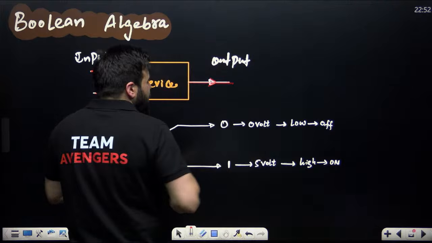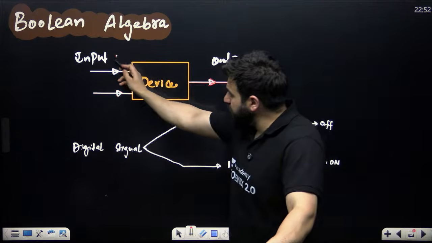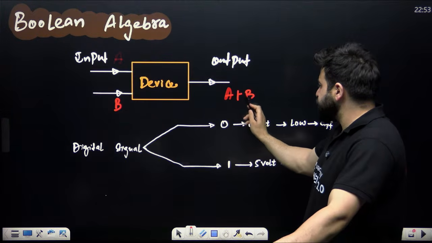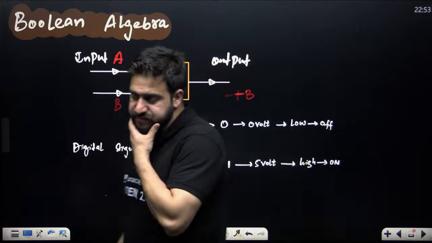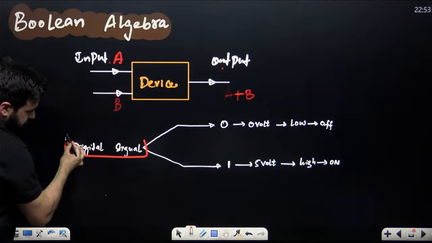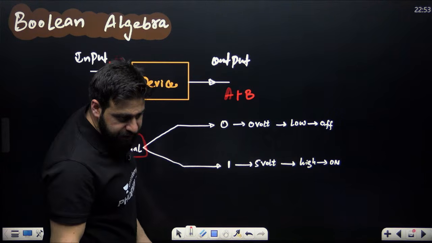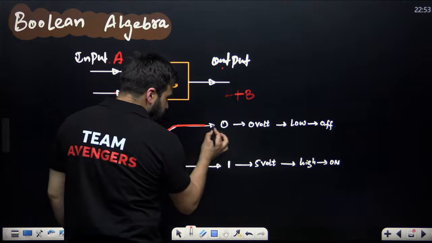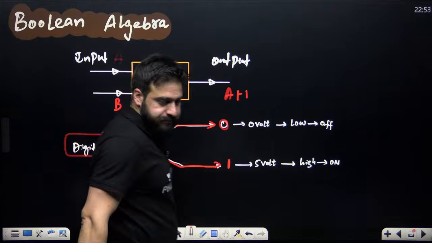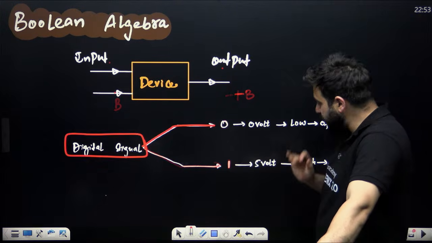Now, let's suppose this device's job is to do addition. So if we provide it A, if we provide it B, it is going to provide us A plus B, because its job is to do addition. That's a device. Now, this input and this output, this is what we call the digital signal. This digital signal, my dear NEET aspirants, can be in the form of either 0 or 1.